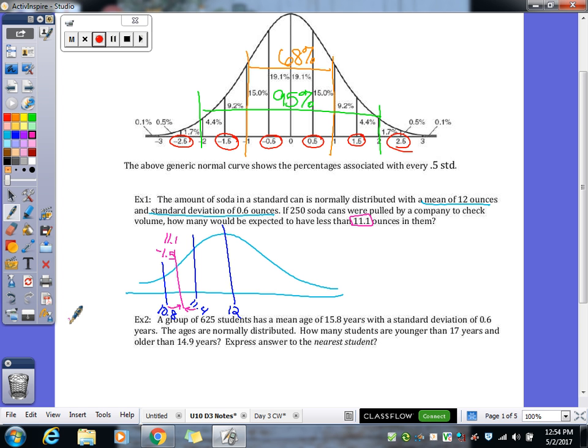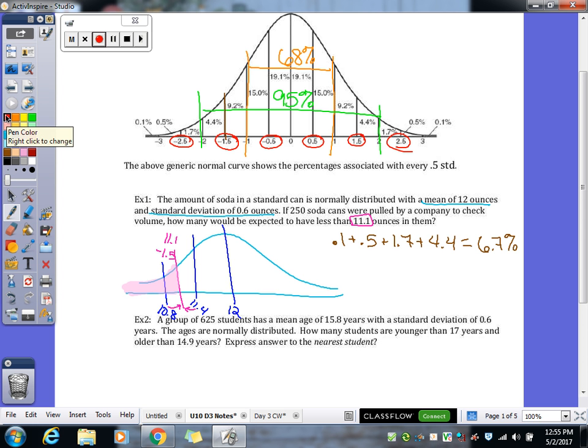So now in order to figure out how many soda cans are going to be less than that, if it's less than 11.1, it's going to be over here. We have to add up all of our percentages starting as far left as we can possibly go until we get to -1.5. So that means we're going to start with 0.1% for that part, plus our 0.5%, and then plus 1.7%, and plus the 4.4%, because that's when I get to my -1.5. So I'm not going to add up any other ones. So add those up and we'll figure out exactly what percentage is below 11.1. 6.7%.